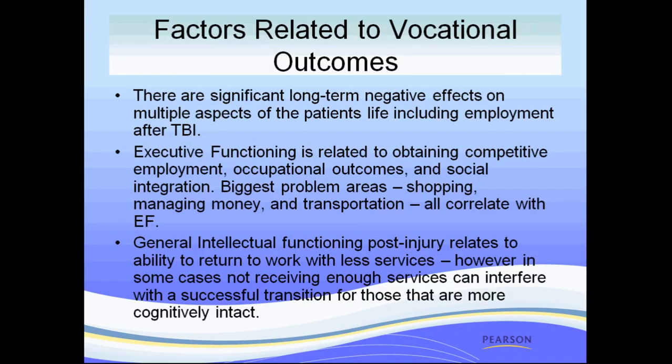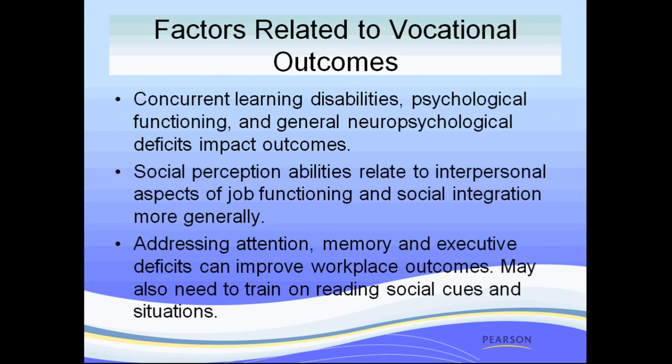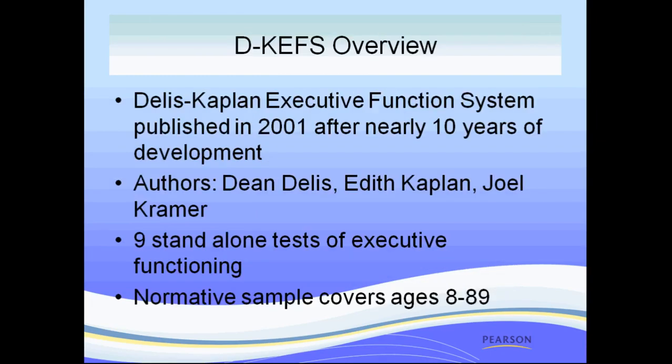Okay, we're running a little fast on time here, so I'm going to move on to our D-KEFS overview. Now, the D-KEFS has been around since 2001, and it came to fruition after about 10 years of development. Our authors are Dean Delis, of course, Edith Kaplan, and Joel Kramer. It consists of 9 standalone tests of executive functioning, and is normed on a sample of ages 8 to 89.